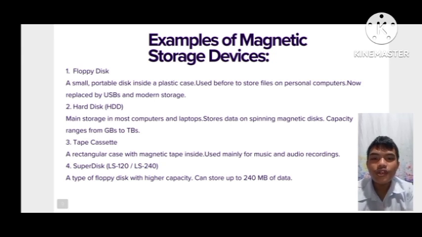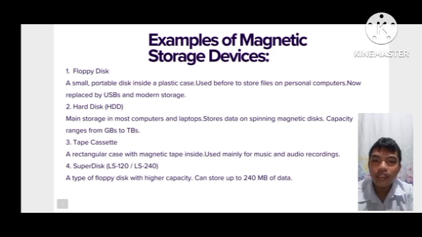So first, we have the floppy disk. These are small portable discs inside a plastic case, used before to store files on personal computers, now replaced with USBs and modern storage. So, floppy disks and super disks were early portable storage media for files.